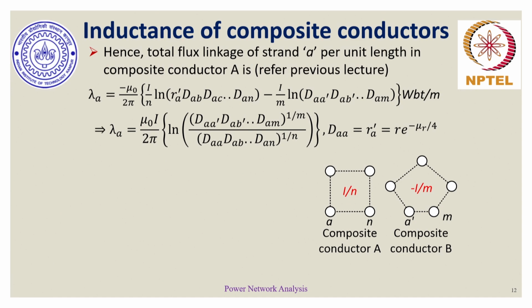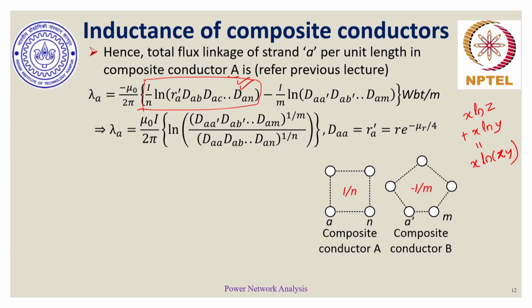The first term would be because of flux linkage of conductor A in composite conductor A, which would have two terms. One term would come because of the strands present in conductor A. Each of these strands is carrying current I by N. So if we have two natural logs, let's say x log z plus x log y, it is equal to x log of z times y. We use this property, and that's how we get this expression.